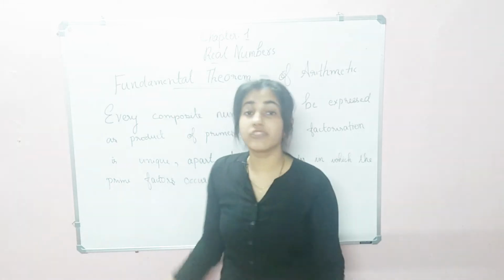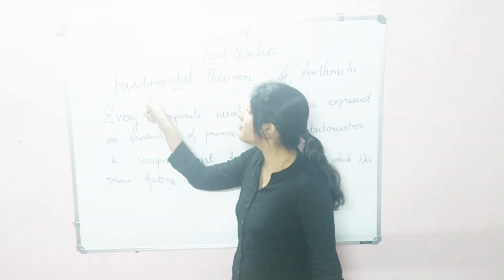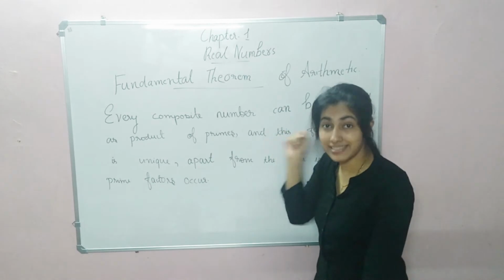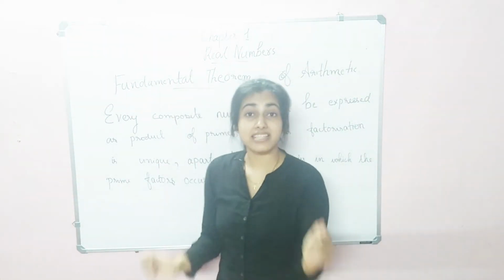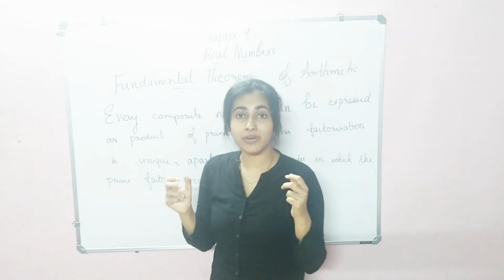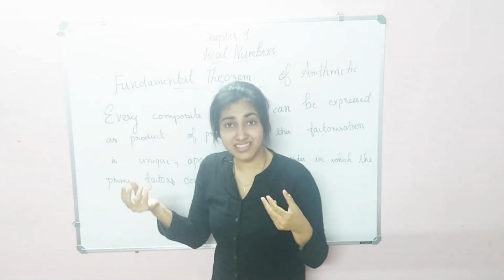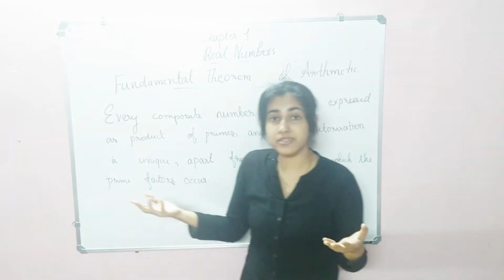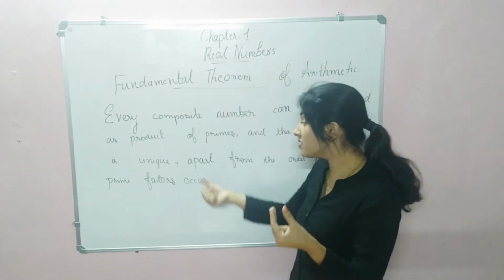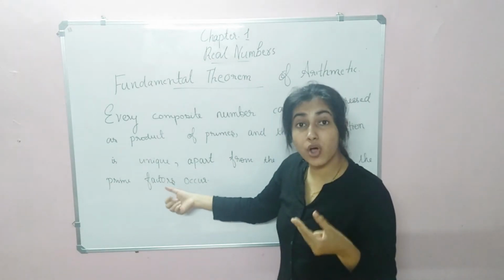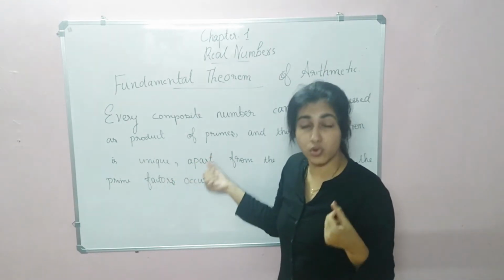In this video, we will be seeing what the fundamental theorem of arithmetic says. The fundamental theorem of arithmetic says that every composite number can be expressed as a product of its primes in a unique way, and this representation is unique apart from the order in which the primes occur.